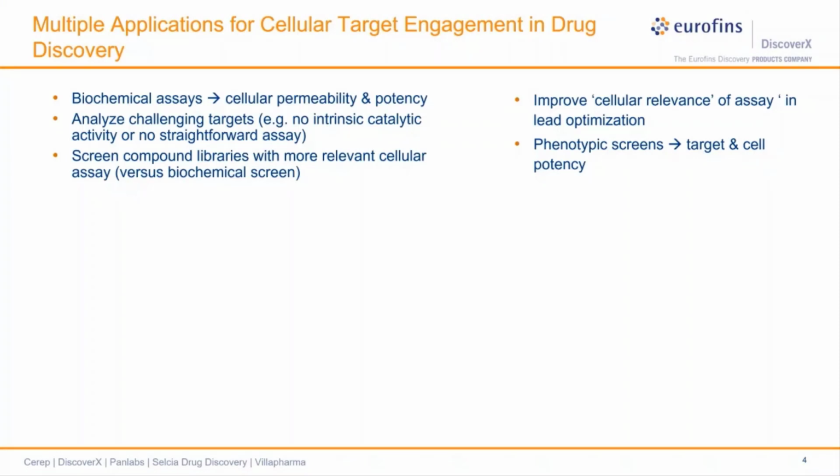There are multiple applications for cellular target engagement assays in drug discovery. Some of these applications include taking hits from biochemical assays and learning about cellular permeability and potency of the compounds, analyzing challenging targets, for example, where no intrinsic catalytic activity or straightforward assay exists, running primary screens of compound libraries in more relevant cellular assays, improving the relevance of assay data during lead optimization, and deconvolution of hits from phenotypic screens. In other words, identifying the responsible targets in a cellular environment.